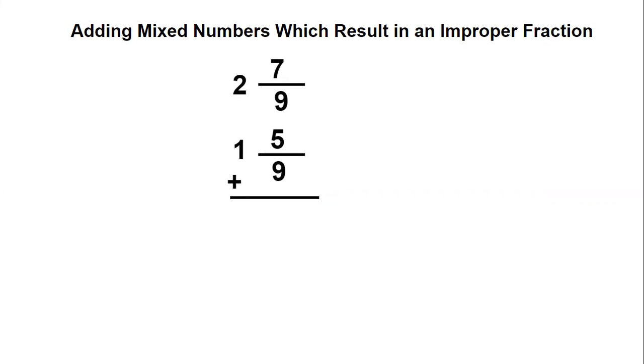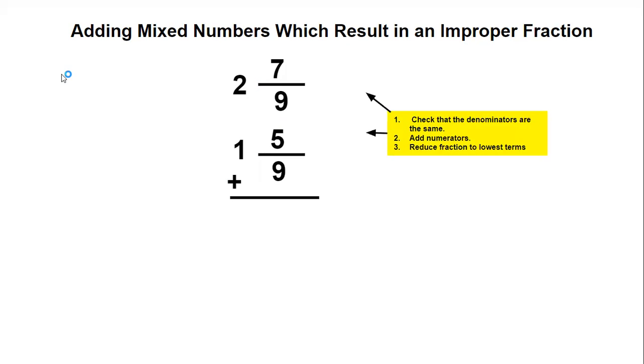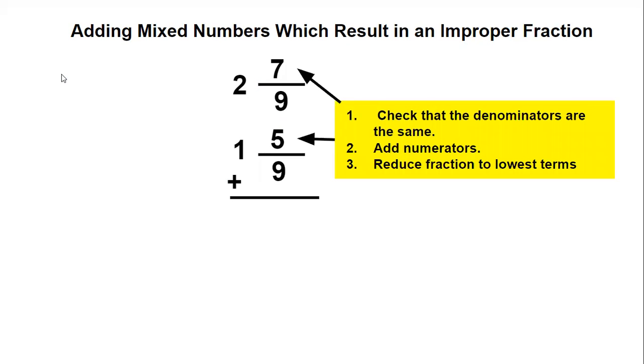I would encourage you to pause the video and try this one yourself, and then press play again and see if you got it right. Okay, we are going to check the denominators. They are both nines, so we can add the numerators. 7 plus 5. That should give us 12 ninths. Okay, notice that 12 ninths can be reduced.